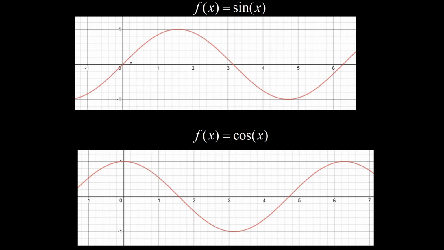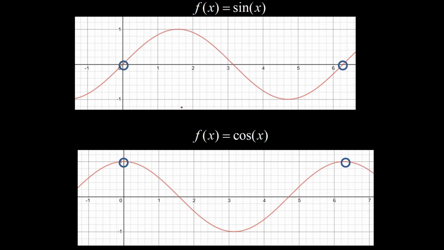So sine starts at the midpoint between max and min, while cosine starts at the max. So you could say, looking at the sine function, that the cosine function starts here. And there is a relationship between sine and cosine.